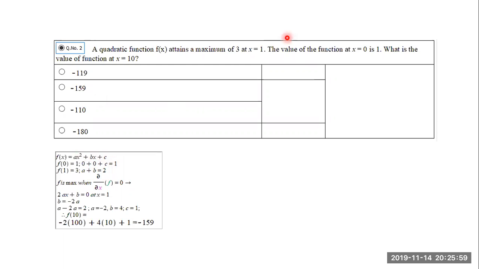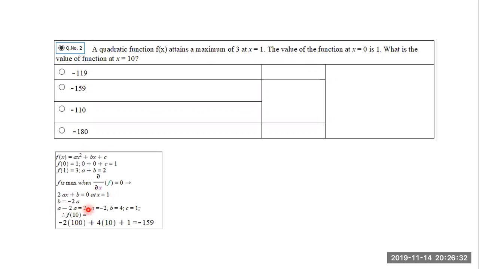Another thing is, f(x) is maximum. When f(x) is maximum, what is the condition? The derivative df by dx is 0. What is the differential of the function ax squared plus bx plus c? 2ax plus b is equal to 0, at x is equal to 1. So substituting, this will become 2a plus b is equal to 0. b is equal to minus 2a. Therefore, a minus 2a is equal to 2.